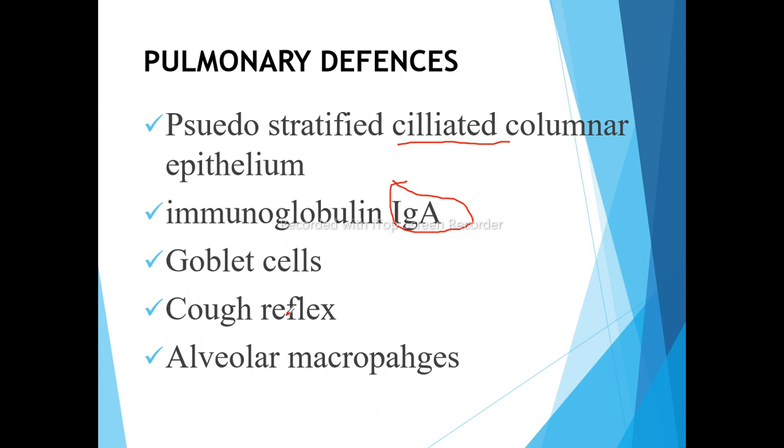Someone is going to cough in order to get rid of the microorganism. Then apart from that, we also have the alveolar macrophages. These are the permanent residents of the respiratory tract. You understand what these macrophages do. These macrophages mostly engulf bacteria. Any presence of bacteria, they will engulf it.